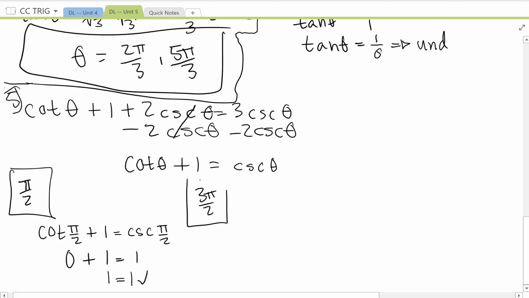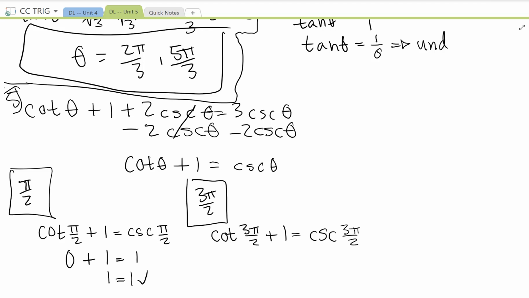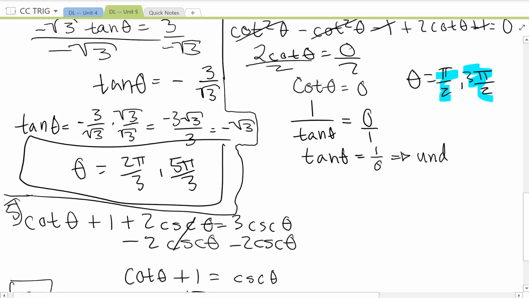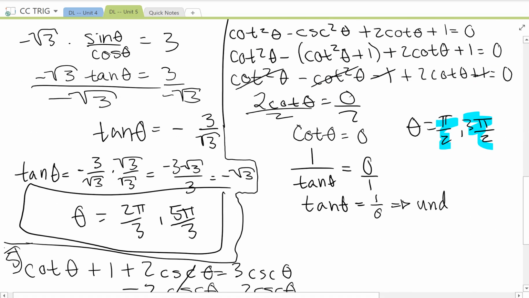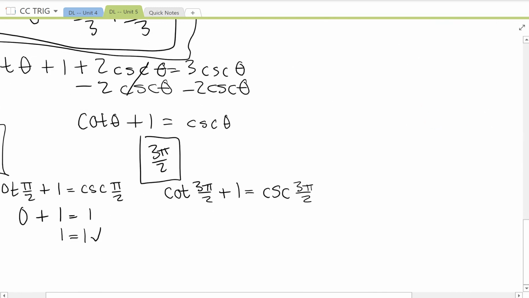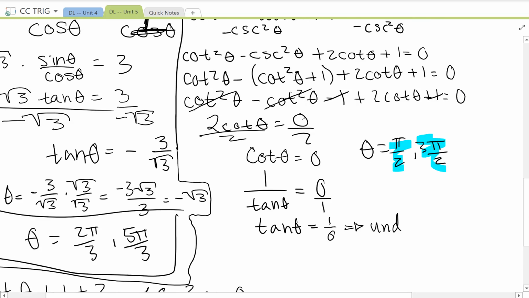Let's check 3 pi halves. Plug it in for theta. All right, cotangent of 3 pi halves. So tangent of 3 pi halves is undefined. The reciprocal of undefined is 0. 0 plus 1. Cosecant of 3 pi halves.